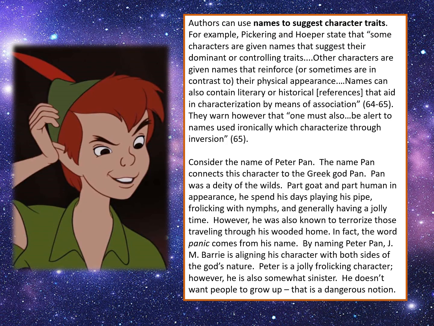Authors can use names to suggest character traits. For example, Pickering and Hopper state that some characters are given names that suggest their dominant or controlling traits. Other characters are given names that reinforce or sometimes are in contrast to their physical appearance. Names can also contain literary or historical references that aid in characterization by means of association. They warn, however, that one must also be alert to names used ironically, which characterize through inversion.